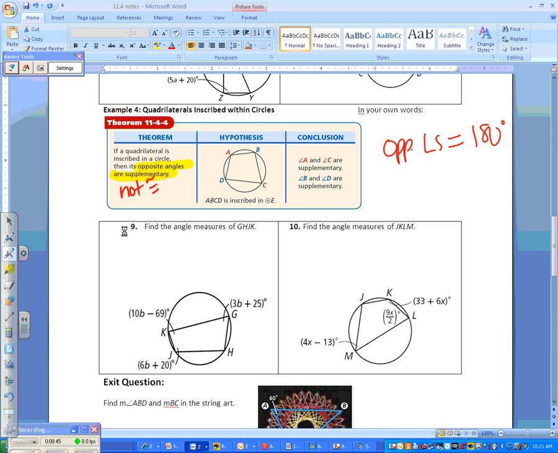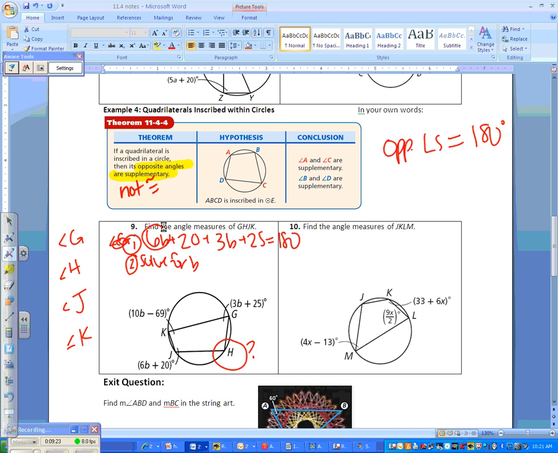So for example, in number 9, find the angle measures of GHJK. That means I want 4 answers. I want angle G, angle H, angle J, and angle K. And what I know is that opposite angles are supplementary. So if you look, we don't know anything about H. So we're going to have to use the fact that J and G are opposite of each other. They're across. So the first thing we're going to do is say 6b plus 20 plus 3b plus 25 has to equal 180 degrees. So the first step, set opposite angles equal to 180. And then solve for b.